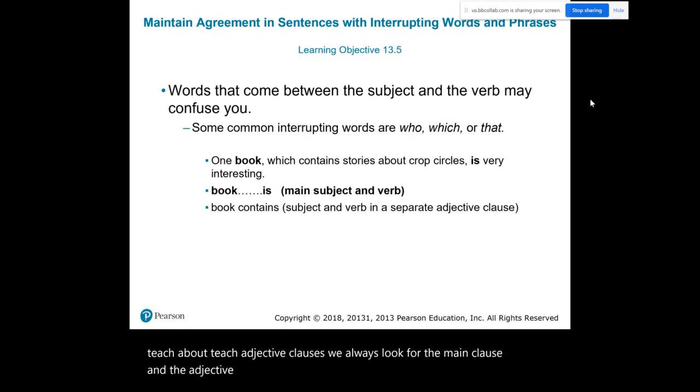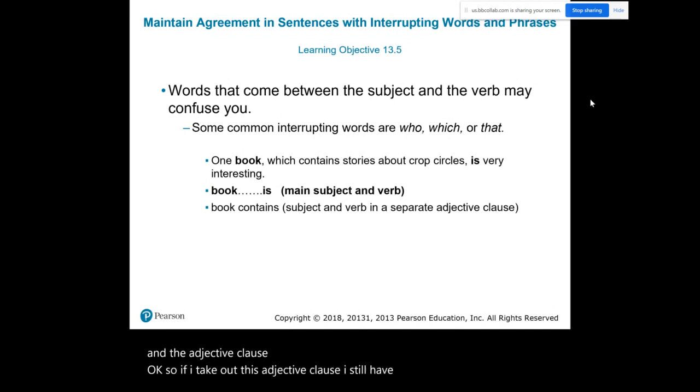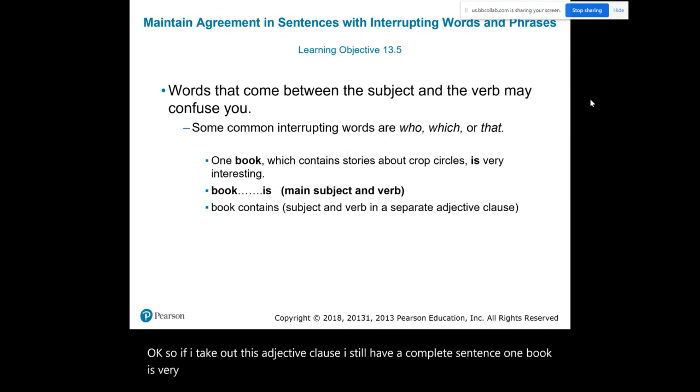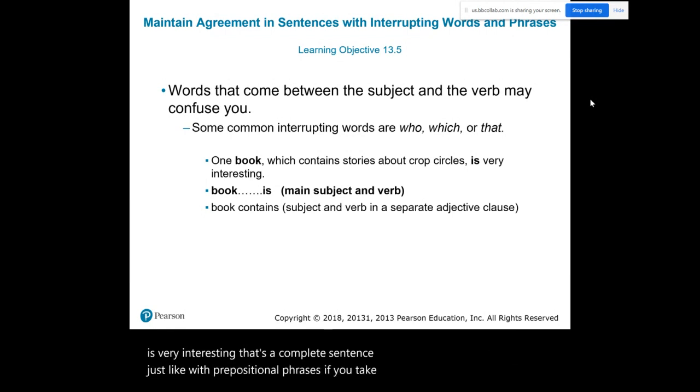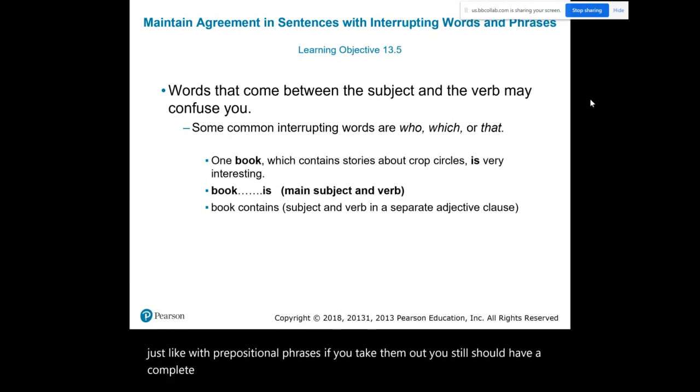Okay, so if I take out this adjective clause, I still have a complete sentence. One book is very interesting. That's a complete sentence. Just like with prepositional phrases, if you take them out, you still should have a complete sentence. Okay, anybody have questions there?